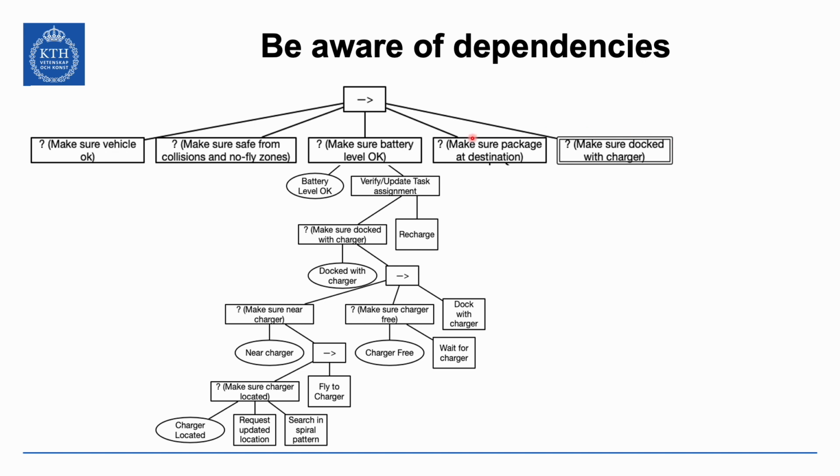So just an observation here, when you do this design, you need to be aware of the dependencies you might have in your system. So for instance, when the idea is to achieve sub-goals in an order like this, in many cases there are going to be some dependencies. Like make sure we're outside no-fly zones, and then here we're flying to the charger in order to get near the charger. Obviously, the fly to charger action here needs to be aware of the no-fly zones.